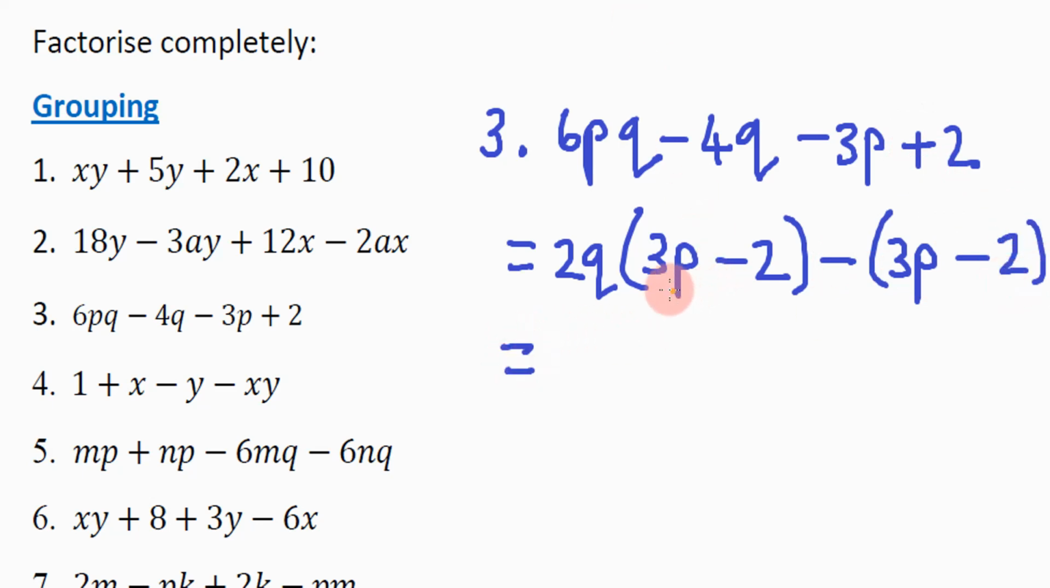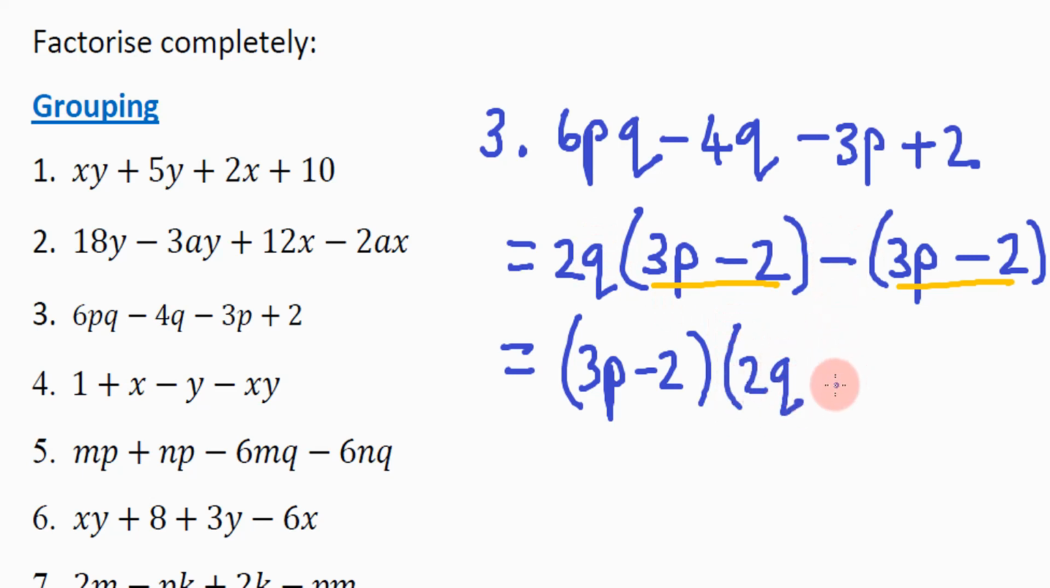Now we can see that 3p minus 2 is a repeated factor or a common factor. So we're going to take it out as such. What's left of the first term here will just be 2q. Then we have the minus, and 3p minus 2 into 3p minus 2 is once.